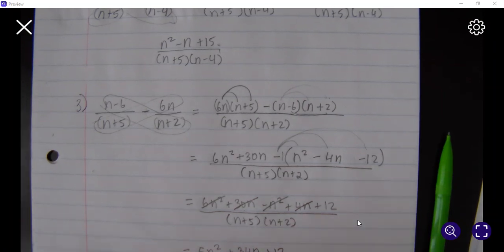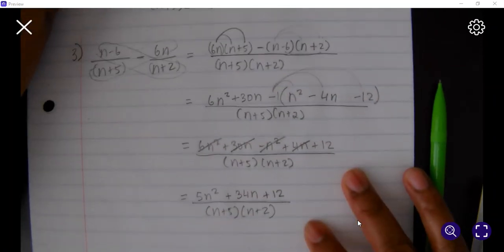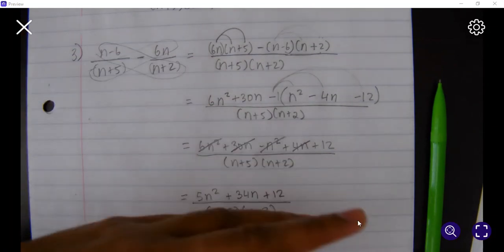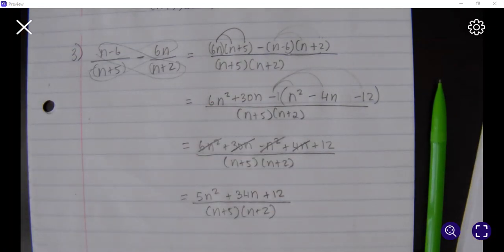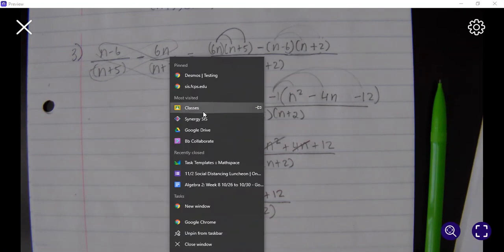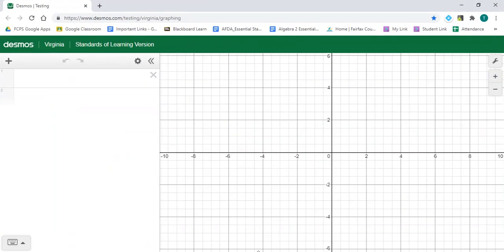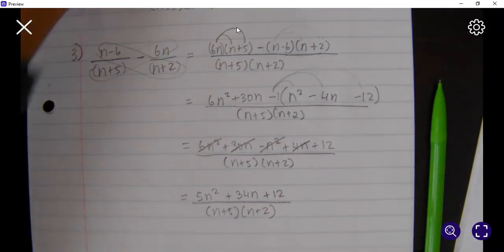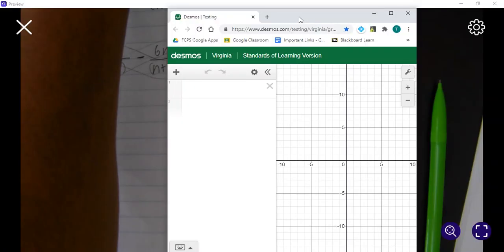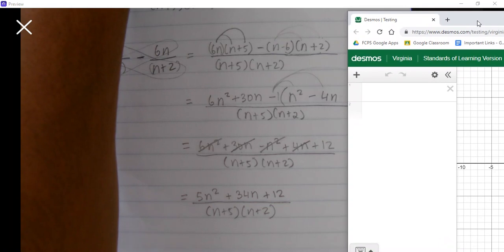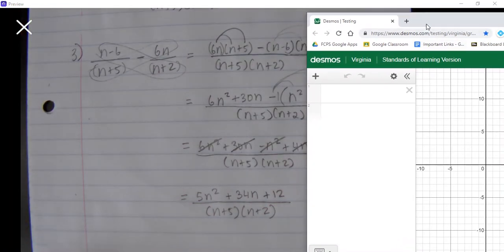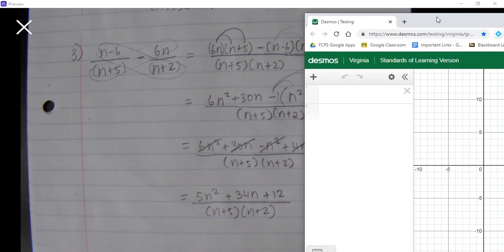Alright, I'm going to go ahead and check my answers in Desmos because I'm kind of lost here. So here's how I can check my answers in Desmos. What you can do is take your original problem. So I'm going to switch back to our practice here.